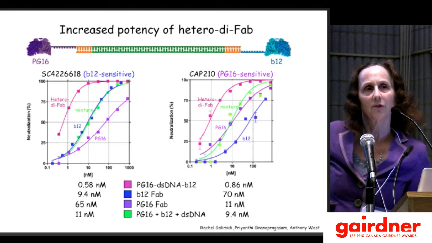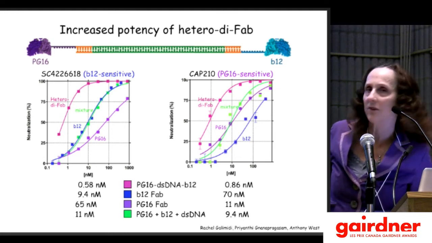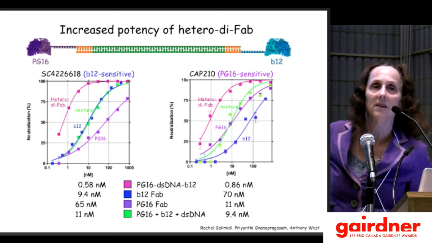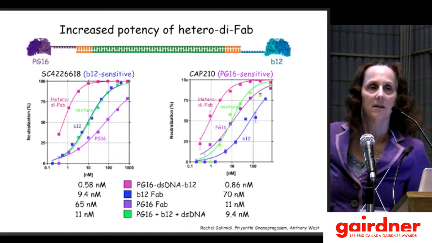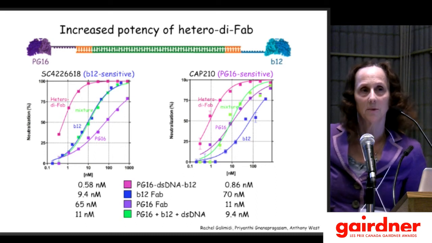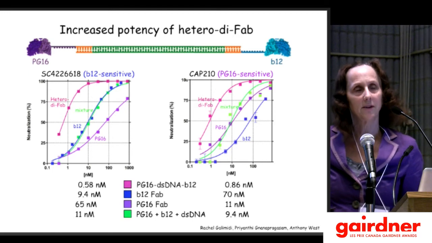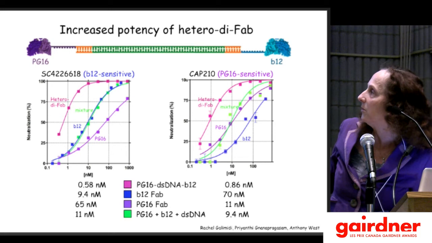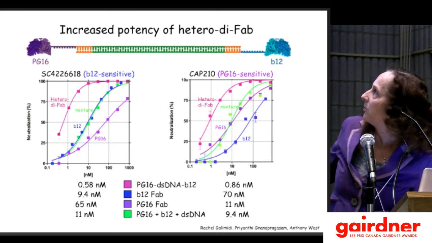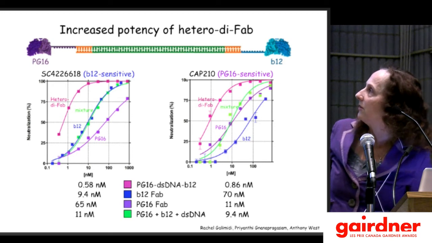What that says is that it's not just that B12 or PG16 is binding. That's easy to make. We can make lots of reagents where one or the other is binding. This means that both are binding. We think this means that both are binding at once to achieve bivalency, to have an avidity effect, and to allow both epitopes to be occupied at once. So in both cases, you see a better potency of neutralization. And this is the control.